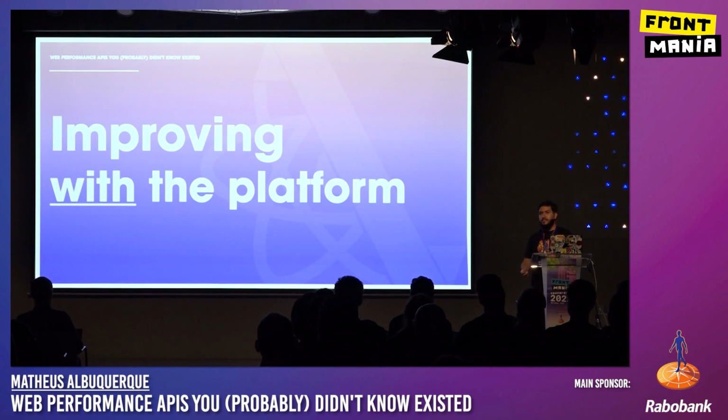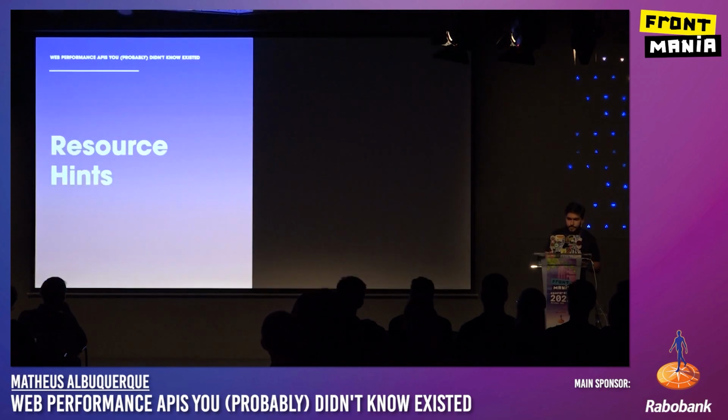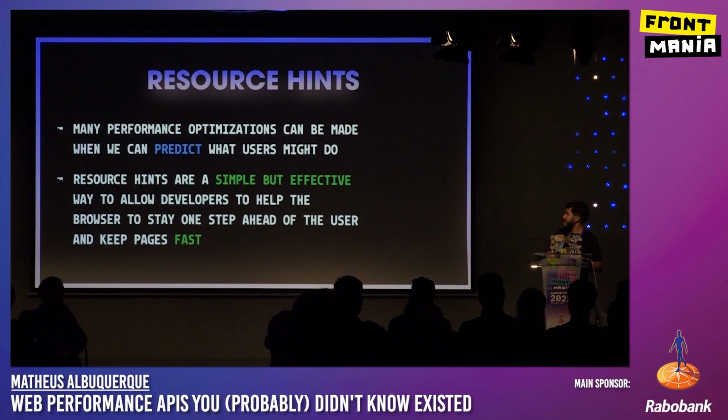So yeah, now that we saw some metrics that we can collect to reason about how our app is performing for our users, we can think about optimizing that or improving that. So the first thing is resource hints. Probably you heard about some of them, but basically the whole idea of resource hints is that if you can predict what the user is going to do, you can help the browser go one step ahead and optimize that. And we're going to see that.